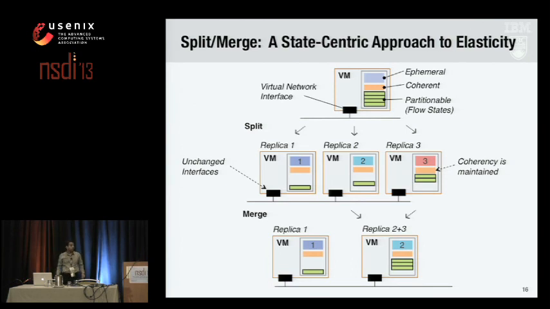Notice that throughout this process, the consistency of the coherent state is maintained. The network interfaces in each of these replicas remain unchanged. In other words, they all have the same MAC and same IP. The ephemeral state diverges, but I don't care about that. So as far as the application is concerned, it thinks that it's operating on one giant middle box that just scales out and scales in dynamically. And that basically is the core idea behind the paper.